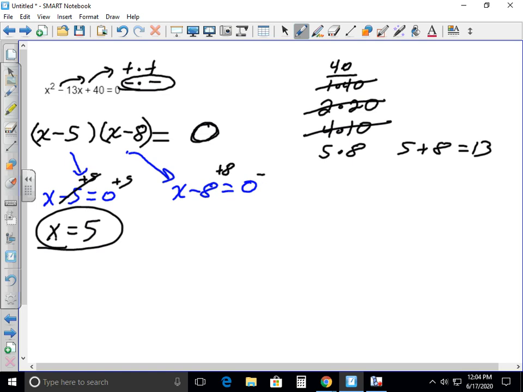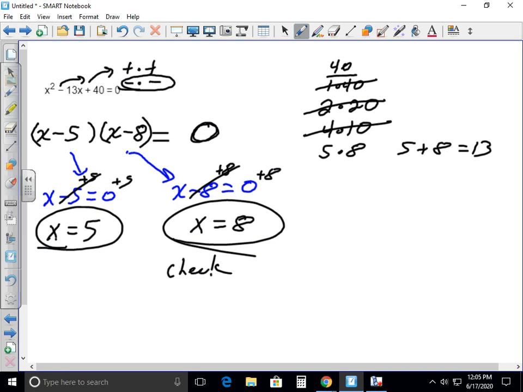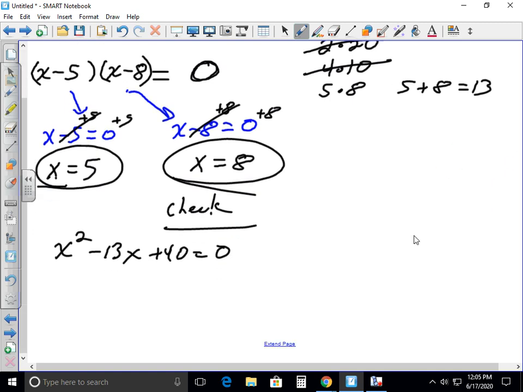Get x by itself. So the other answer would be x equals 8. Just for practice, let's check one of those. So our original problem is x squared minus 13x plus 40 equals 0. Let's see if 5 really is a solution.